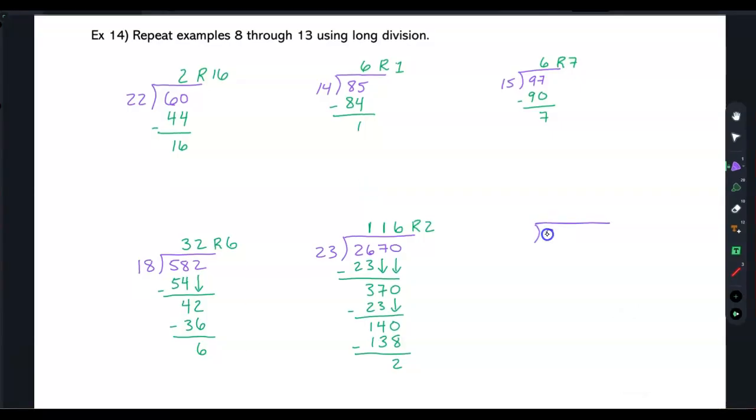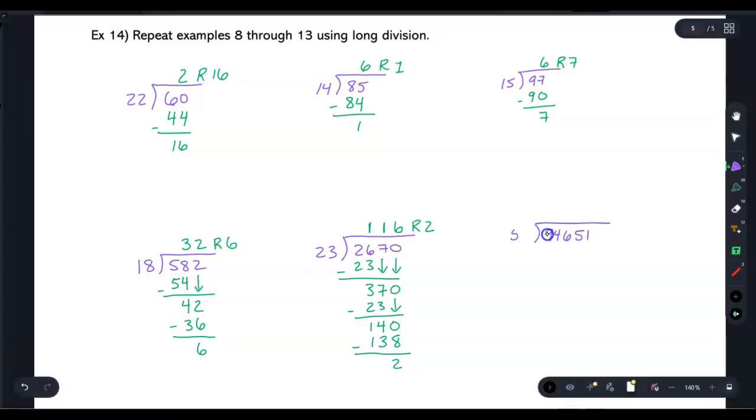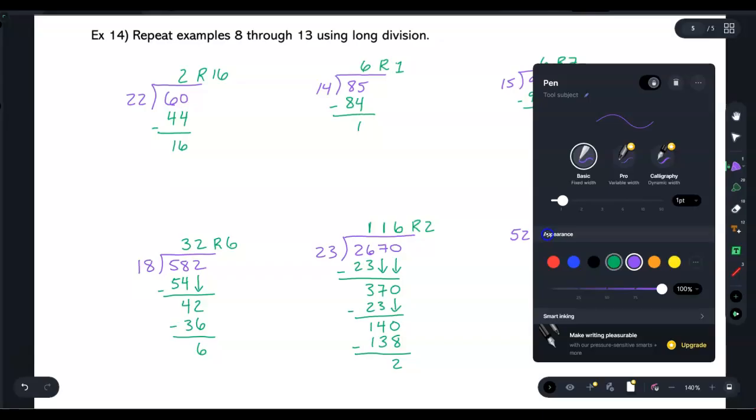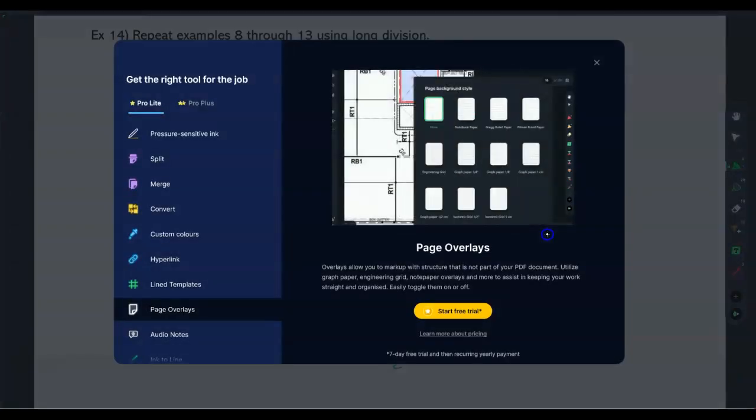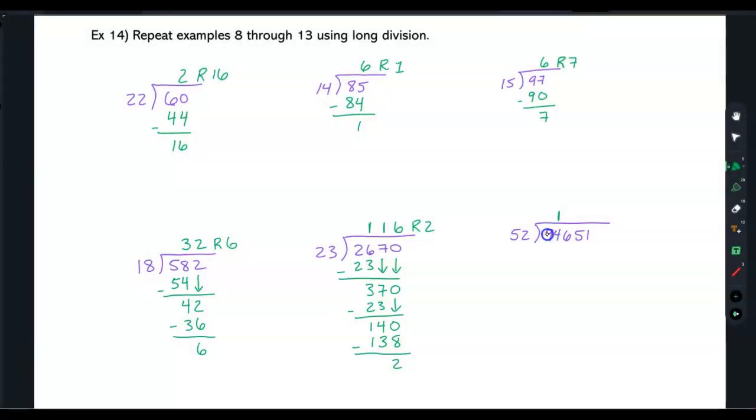So then let's do the last one, 94,651 divided by 52. 52 will not go into 9, but it will go into 94. Does it go in 2 times? No, 52 times 2 is 104. So that's only going to go in 1 time. So 1 times 52 is 52, and I'm going to subtract to get 42, and then I'm going to bring the rest of this down.